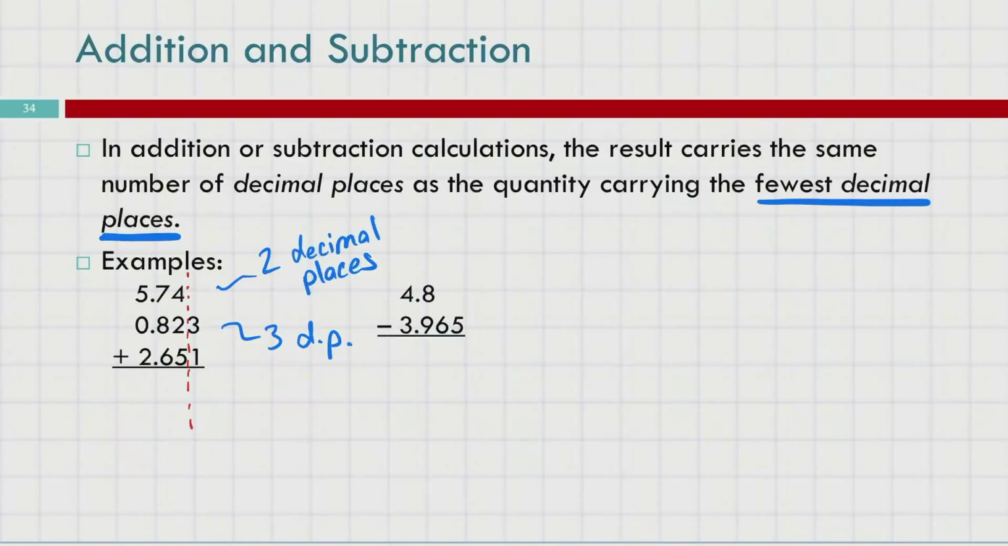We put in our calculator. Calculator says 9.214. We round that to 2 decimal places. The 4 says, drop me. So 9.21.